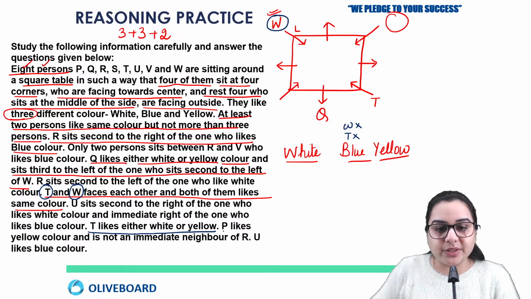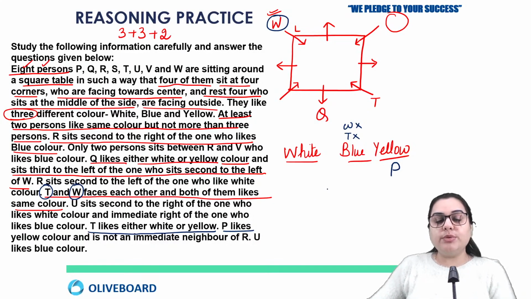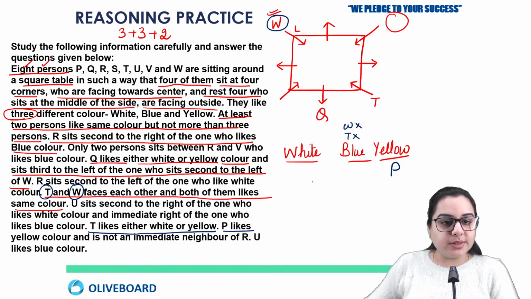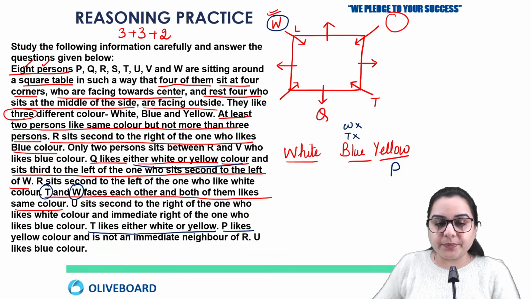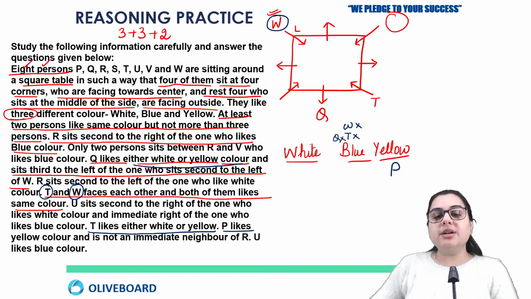Okay, here we have that P likes yellow. Here I am going to write P, who likes yellow color. So W and T both are not liking the blue color. About Q also he is telling you that Q likes either white or yellow, that means Q does not like blue color.